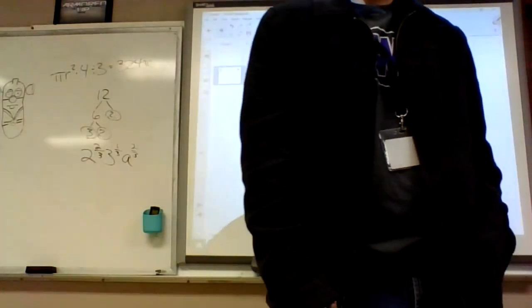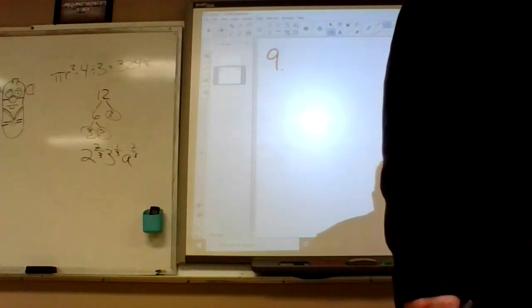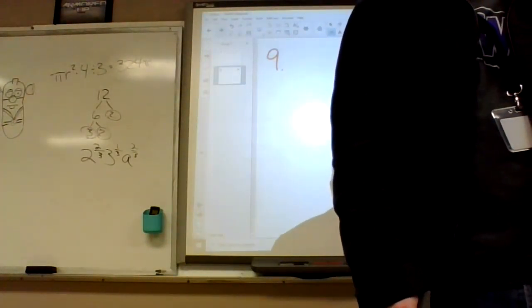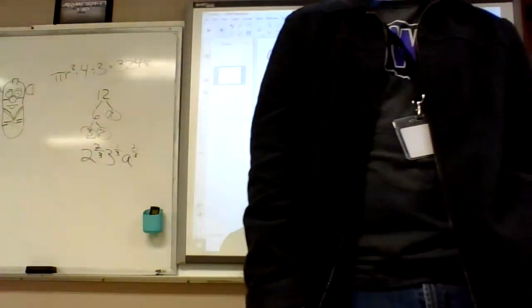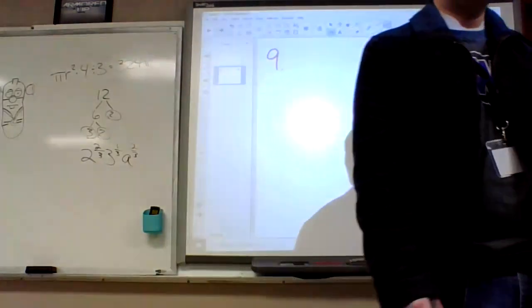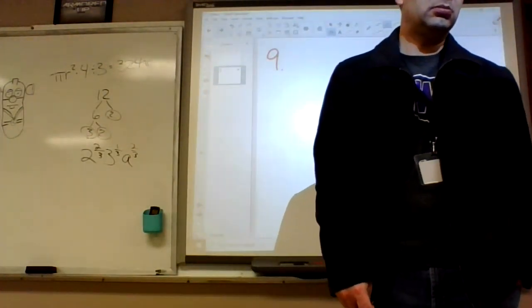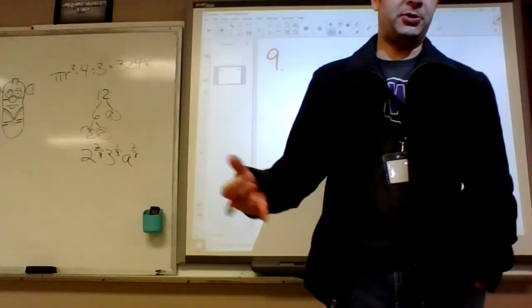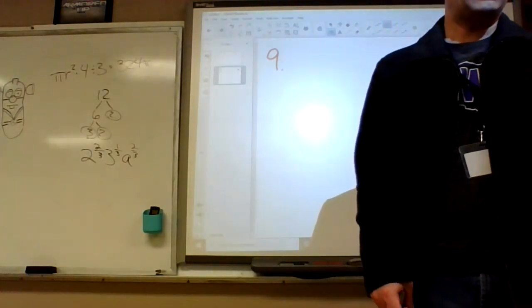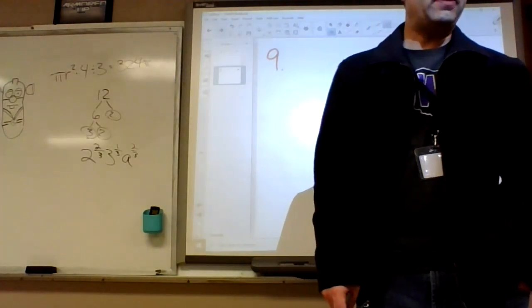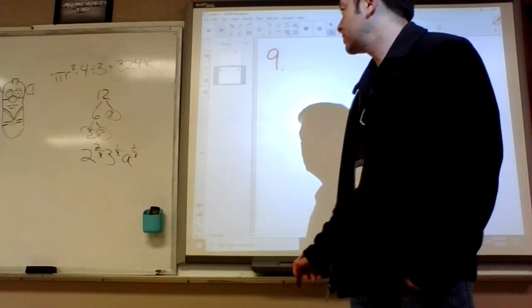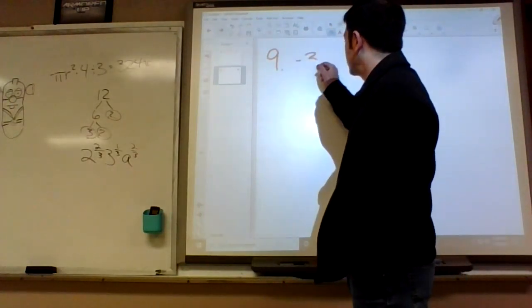Wait, 8 was not possible? Yes. Number 9, what is 2 square root of 5 plus square root of 5? 3 square root of 5, because there's just one of the square root of 5s in there. So 3 square root of 5 minus 6 square root of 5. Negative 3 square root of 5. Yeah, 3 minus 6 is negative 3.